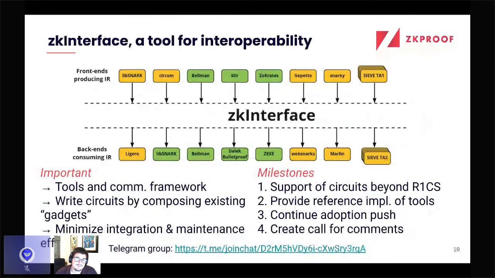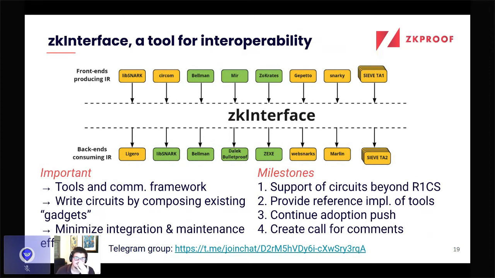The next working group I want to share a little bit about is ZK Interface, which is actually a tool for interoperability. If you're familiar with how zero-knowledge systems work at an implementation level, you have two different components of the software. One is called the front end, which is what produces the statement, right? You write the constraints. You may be familiar with the concept of R1CS, right? R1CS is generated by a front end.